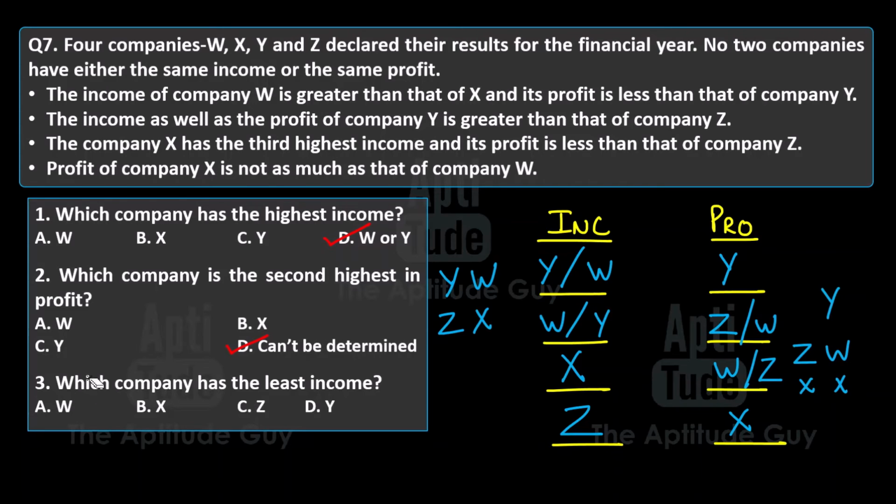Question number 3 says, which company has the least income? Least income is of course Z. This is the easiest question ever. Option C is the correct answer. Alright, now let's move on to the next questions.